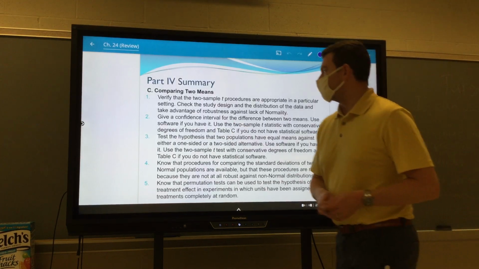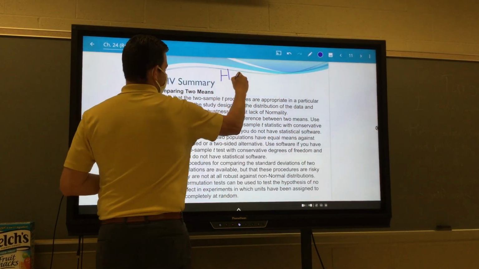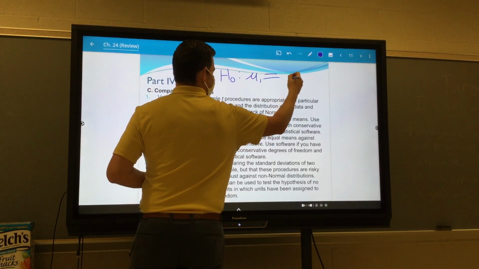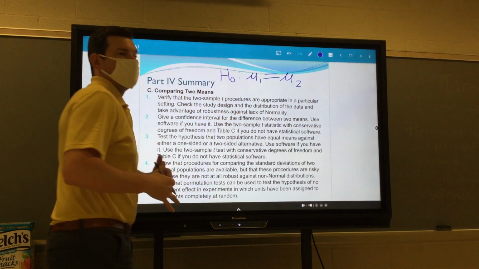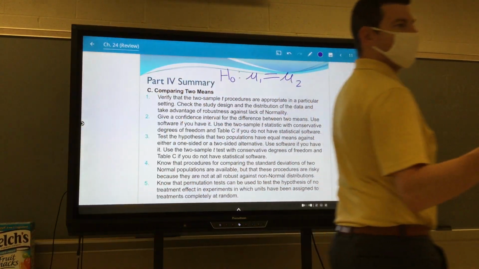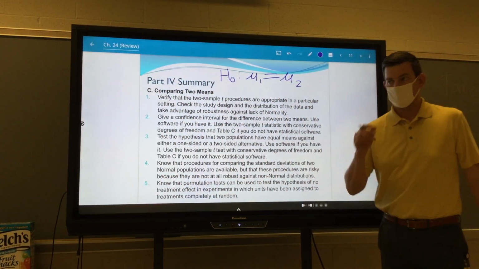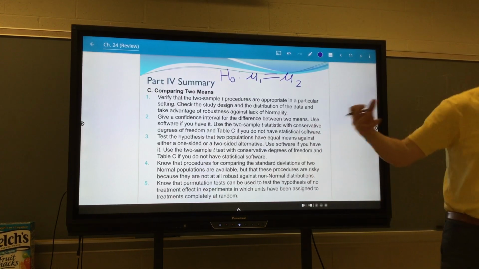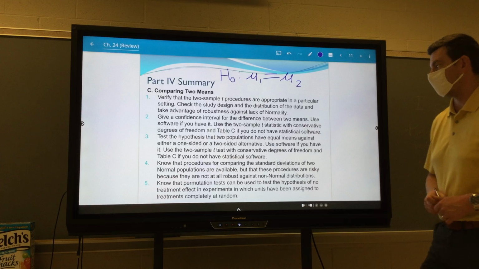With the difference of two means, again, now your null hypothesis is that mu1 is equal to mu2, that there's no difference between these two sample values. They are the same. Your alternative is testing to see if they are different or one is significantly bigger or smaller than the other.